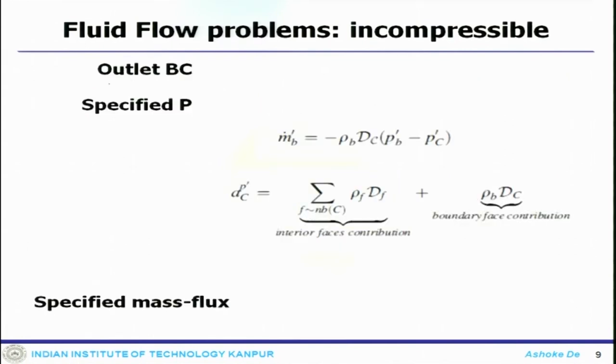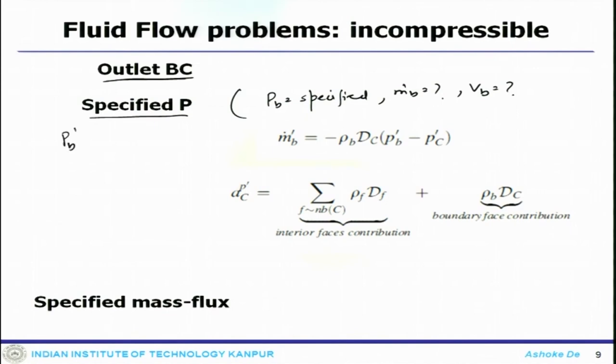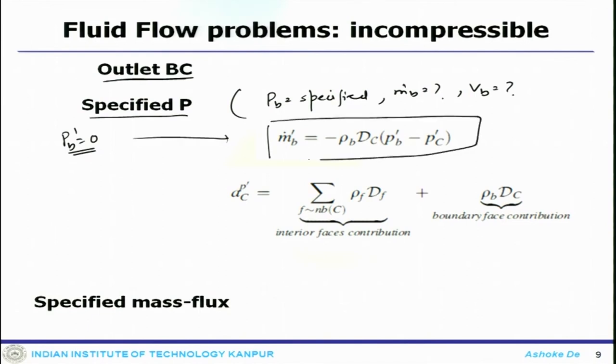Now, similarly, we need to look at the outlet boundary conditions. One option could be specified pressure, that means PB is specified, and what is not known is m dot B and V B. So, for the specified pressure, the PB prime is going to be 0 for no corrections, and from there one can calculate m dot b prime equals rho b dc into p b prime minus p c prime. So, using that you can calculate m dot b.